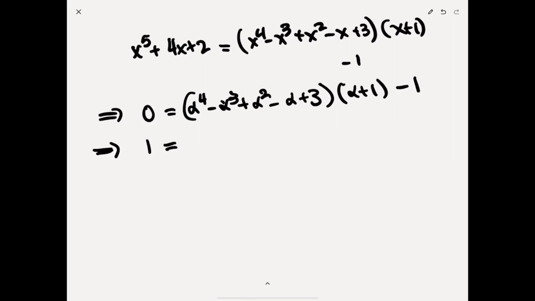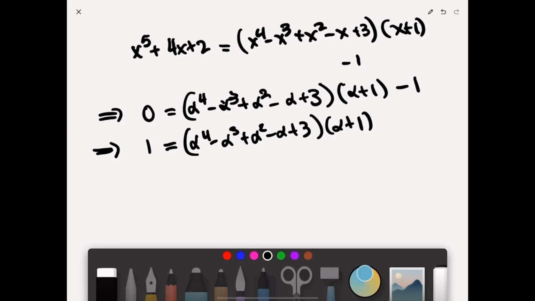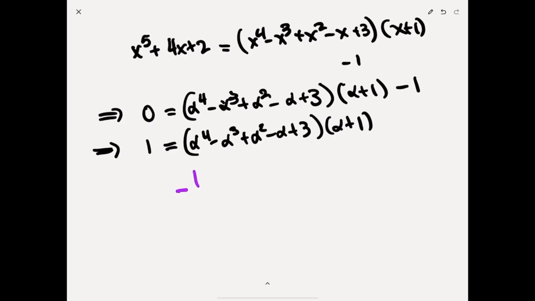So it's equal to alpha to the fourth minus alpha cubed plus alpha squared minus alpha plus 3, and then we have alpha plus 1. The point of this is that we now computed what we wanted to compute: 1 over alpha plus 1 is equal to alpha to the fourth minus alpha cubed plus alpha squared minus alpha plus 3.